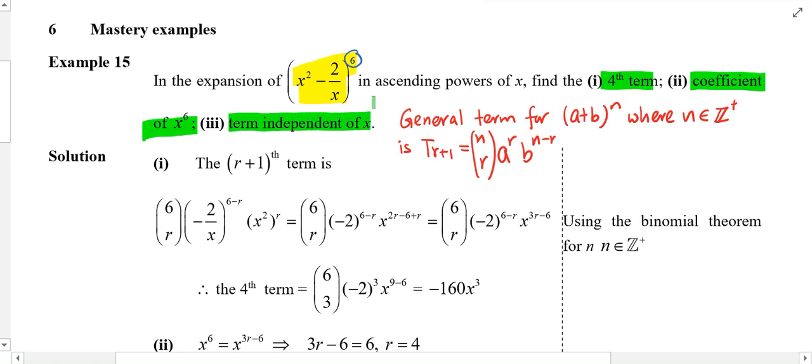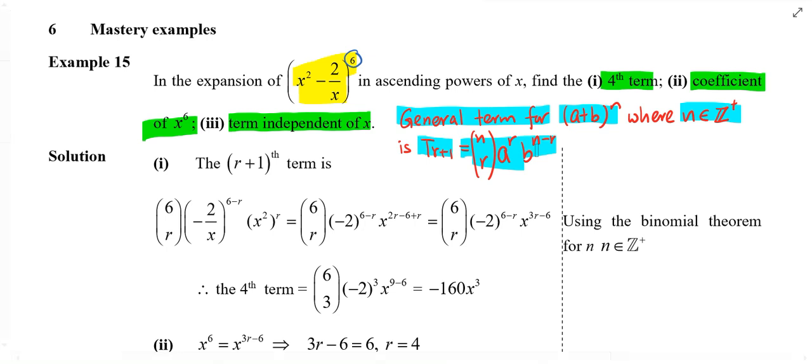I want you to recall that at O level, you should have learned this general term for (a plus b) to the power of n. When n is a positive integer, usually we denote it as t subscript r plus 1. This is the general term formula: n choose r, a to the power of r, b to the power of n minus r. Some of you may have learned this as nCr, or written it as n choose r, but it's the same thing.